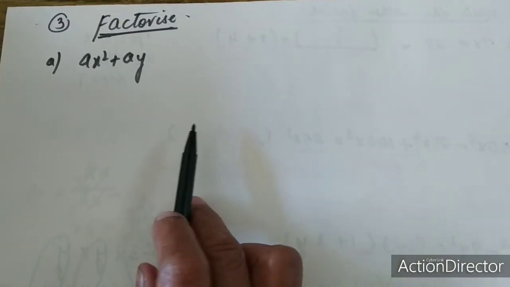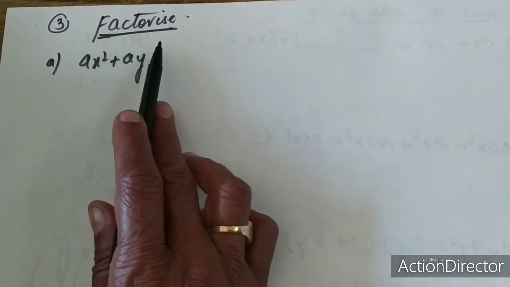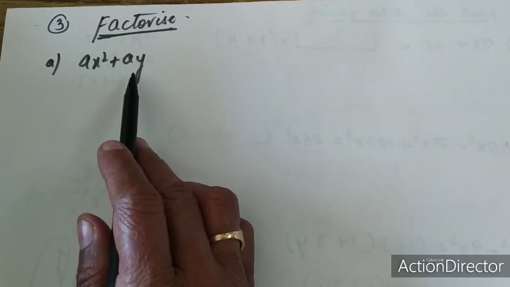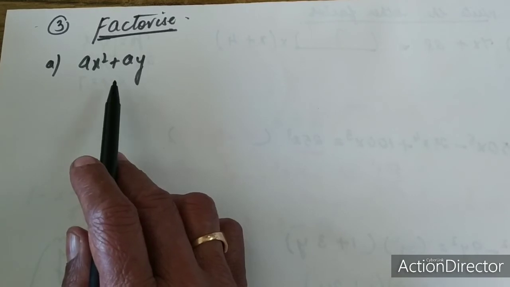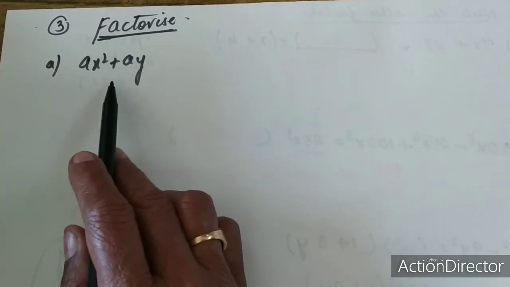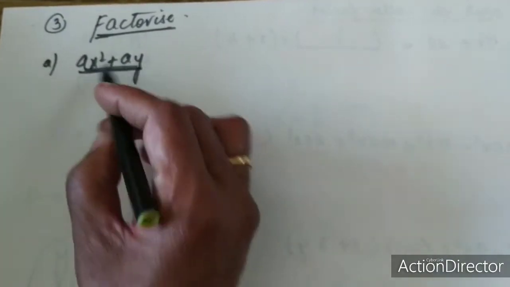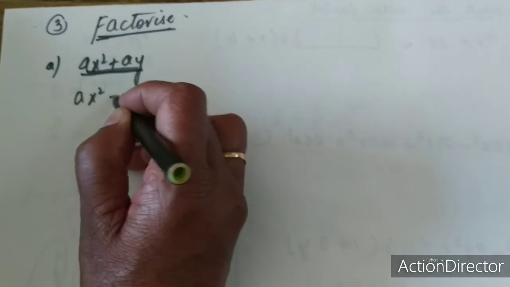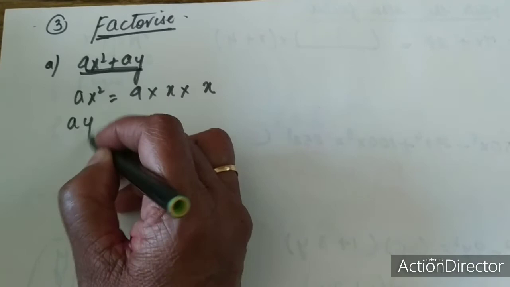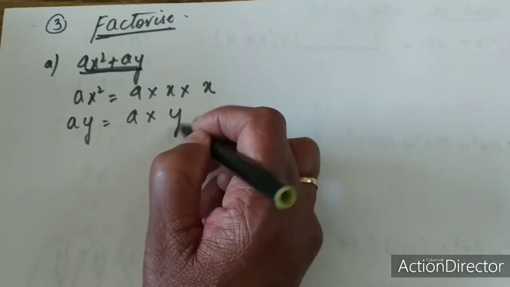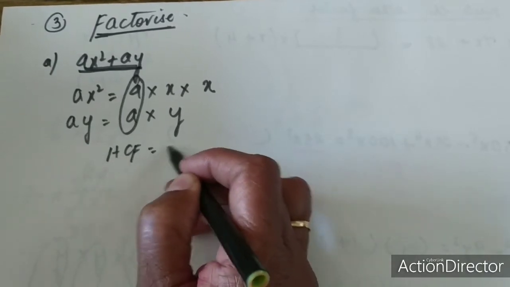Now moving on to the next pattern, where no answer is given and they directly ask you to factorize. When they say factorize, as I explained in the beginning, we have to write it in the original form. The product form is what you have to find. For doing this, first I am going to write it in the product form. Ax square can be written as a into x into x, and ay can be written as a into y. So you can understand the HCF is equal to a.